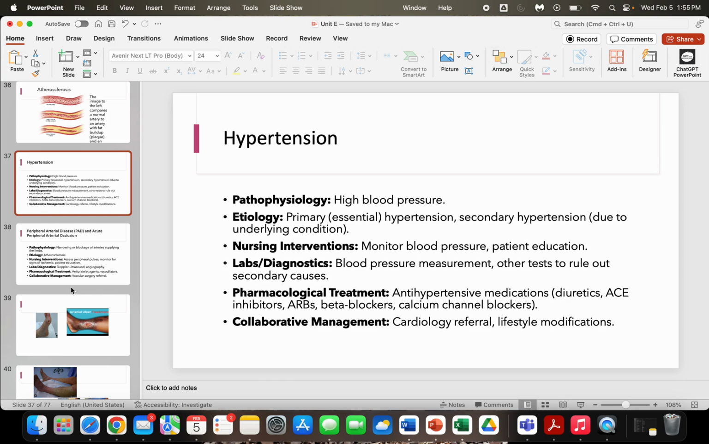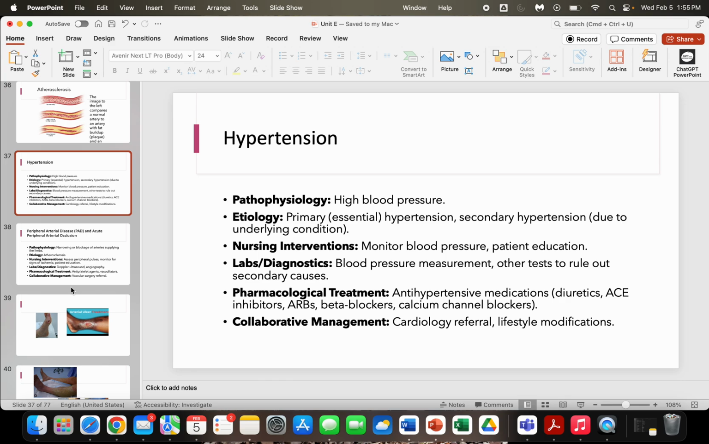Smoking has caused you to have really hardened arteries that led you to have hypertension, okay? And some people are just at risk for hypertension in general. That's just their genetic makeup, okay? So that's primary essential hypertension, and then there's secondary.